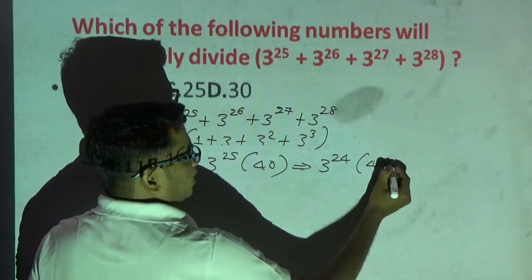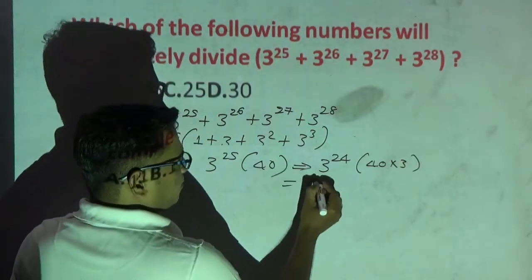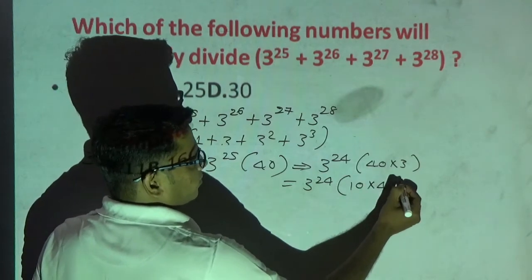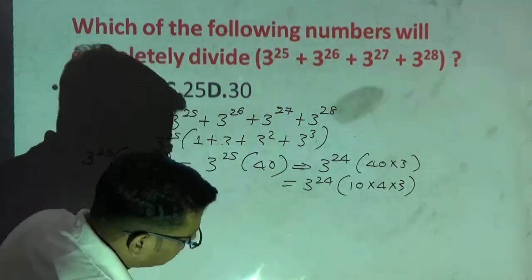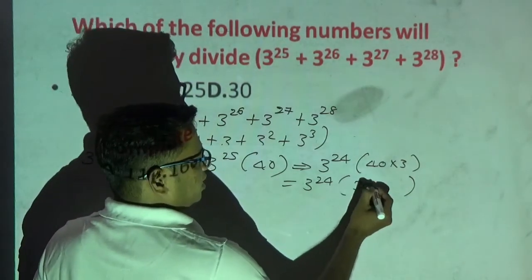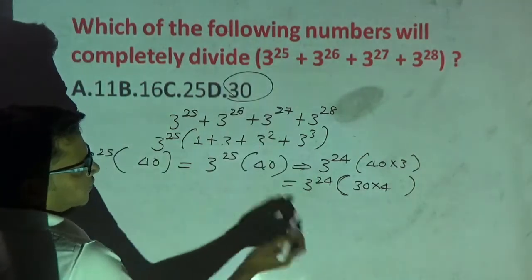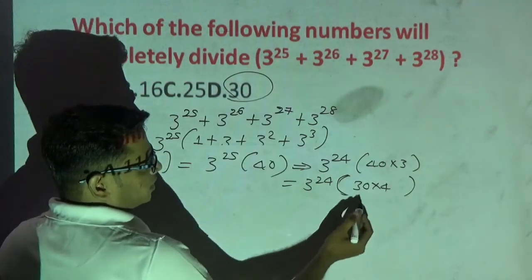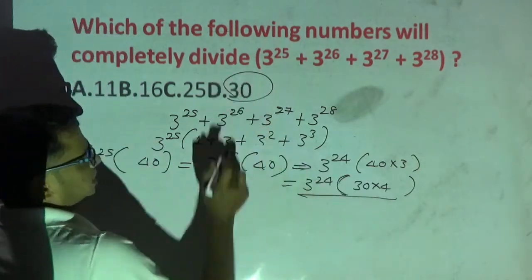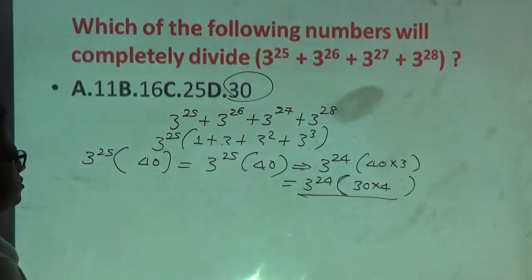Okay, so this can be written as 3 power 24. 40 is nothing but what? 10 into 4, right? 10 into 4 into 3. 10 into 3 is what? 30. 30 into 4 I can write. Why I am doing? Because I saw 30 here. Okay, so I have to fit this. See, 40 into 3 is 120. 30 into 4 is also 120. Therefore, this number can be divisible by what? 30. See, 30 into 4, I can divide by 30. The answer for this question is 30.